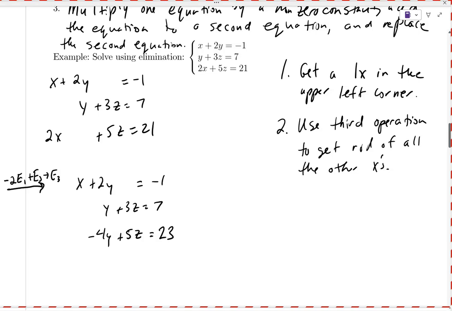To put this in triangular form, I'm going to work off of this y. All right? So step 3, we want to get a 1y in the second equation. Do I need to do anything to get a 1y in the second equation? Nope. So the fourth is use the third operation again.